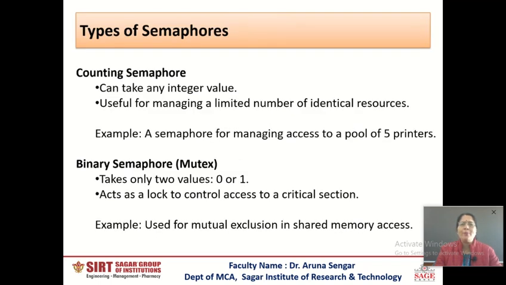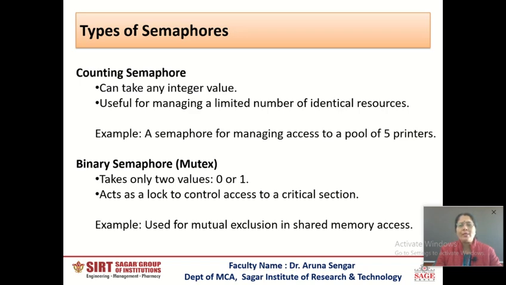Semaphore is of two types, counting semaphore and binary semaphore. Counting semaphore can take any integer value and it is useful for managing a limited number of identical resources. When we have a limited number of the same resources, we can use counting semaphore. For example, a semaphore for managing access to a pool of 5 printers. There are 5 printers in our system, so the semaphore manages the 5 printers as a counting semaphore.